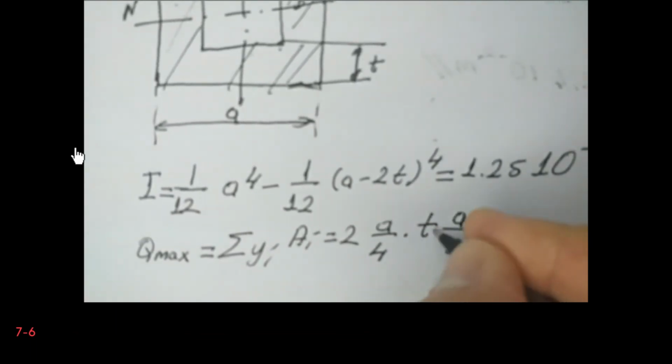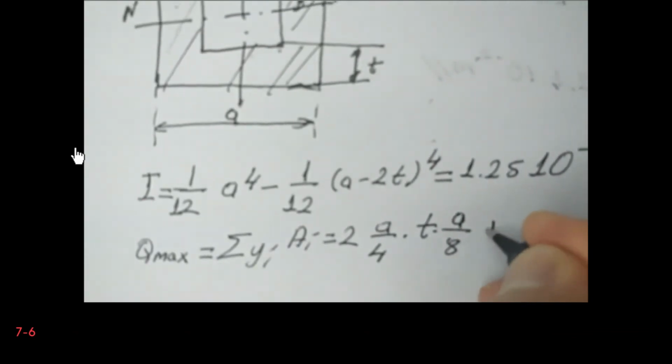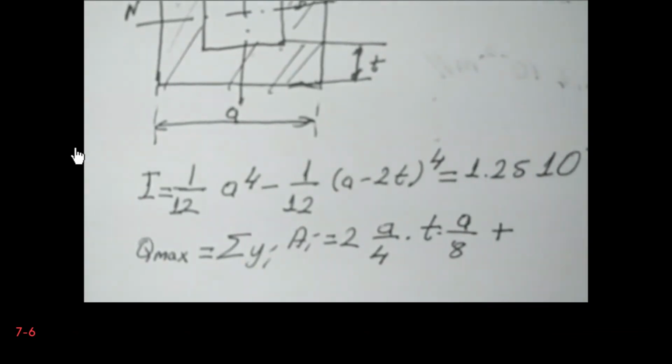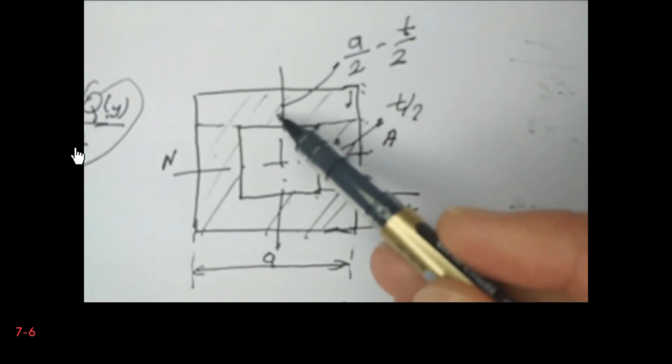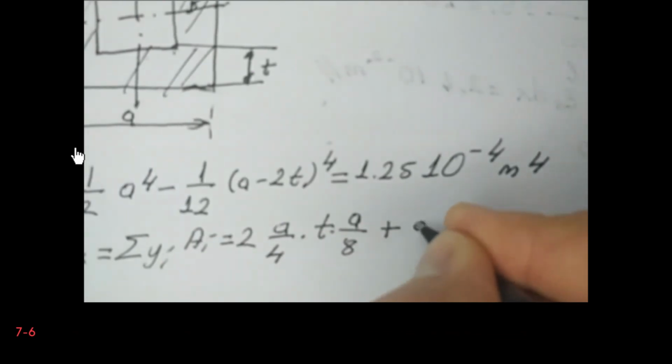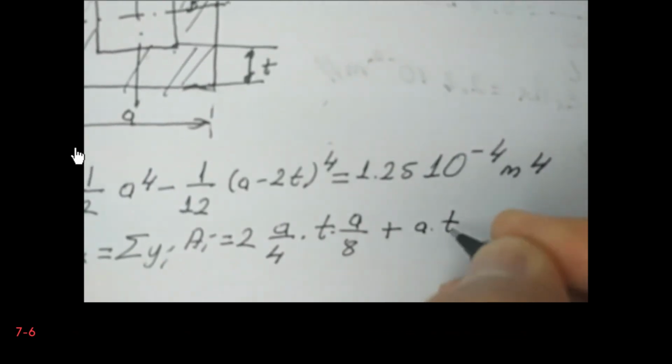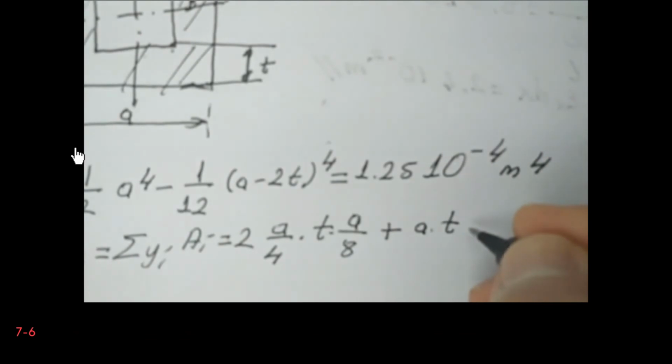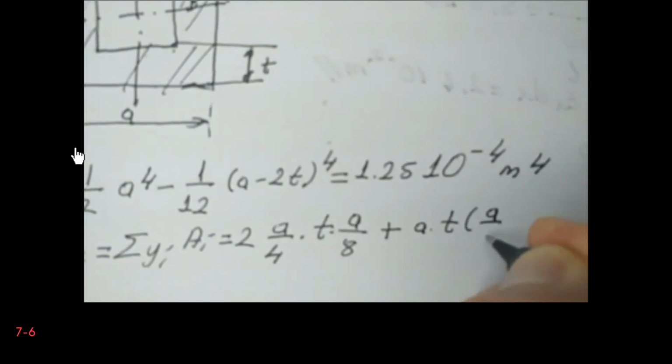Plus moment of the large area here, that is A multiplied by t, that's the area, and position of the centroid with respect to the neutral axis is a divided by 2 minus t divided by 2.